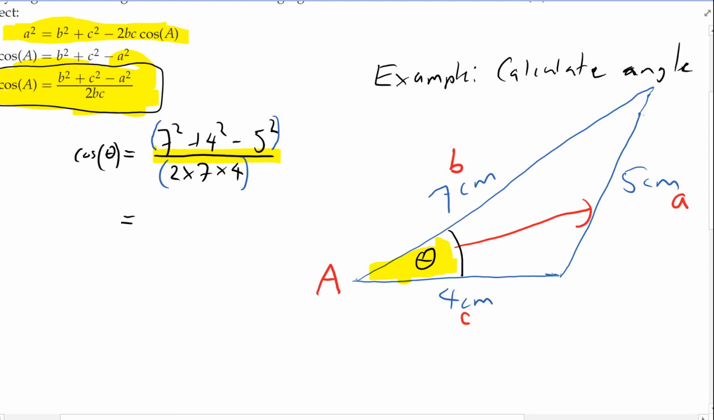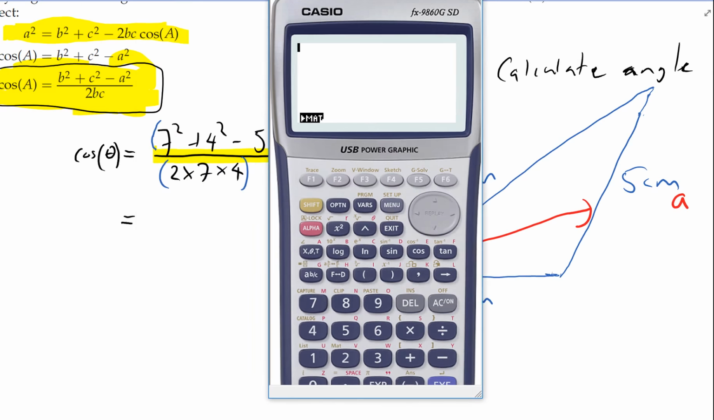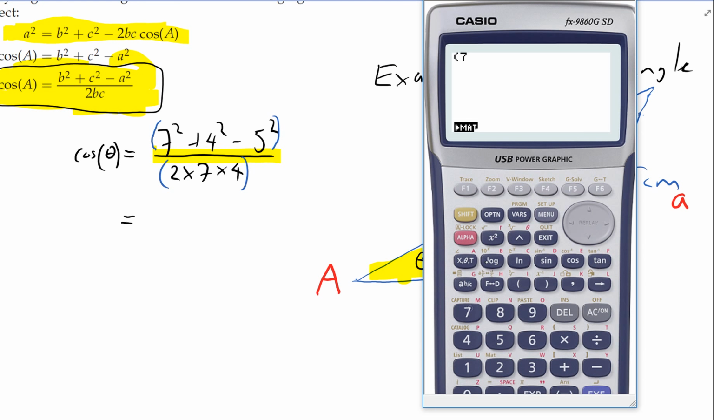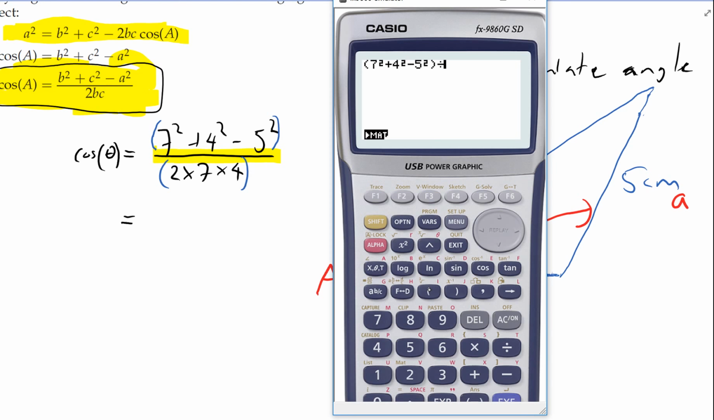Okay, so let's do it. So here's my calculator. So brackets 7 squared plus 4 squared minus 5 squared. Close the brackets. Divide. Open the brackets. 2 times 7 times 4. Close the brackets. So if I didn't use brackets there, say I just did this, then what's it going to divide by? Well, the answer is it's going to only divide by 2. It's not going to divide by what we want, which is the answer to 2 times 7 times 4. That's very important. Common mistake.